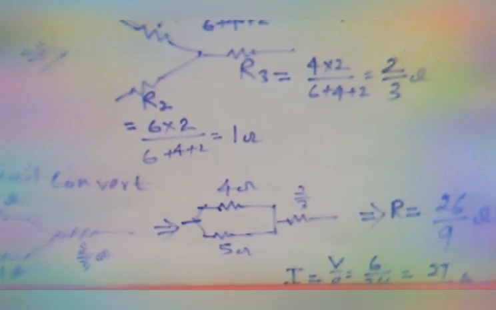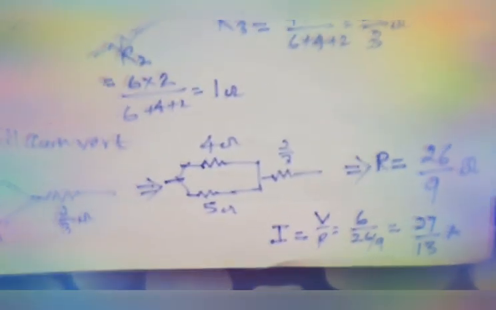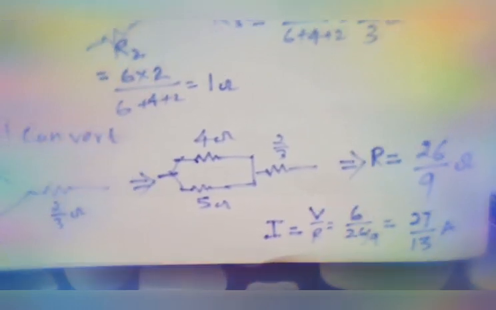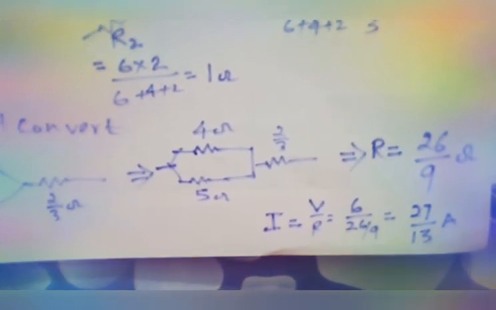Once we have calculated the equivalent resistance, we can find the total current. Dear friends, the total current I is V upon R, where V is 6 volts in this case. So current I will be 6 divided by 26 by 9, that is 27 by 13.